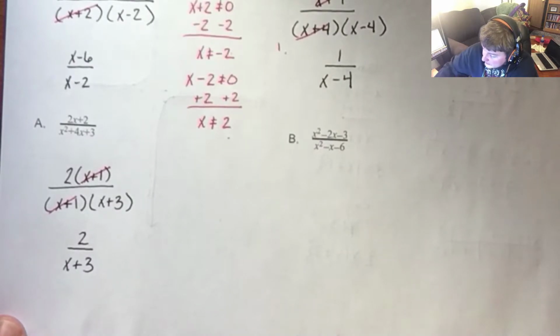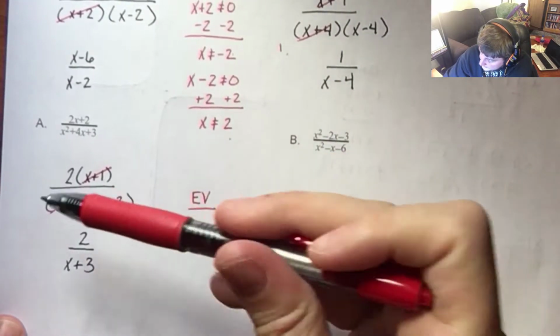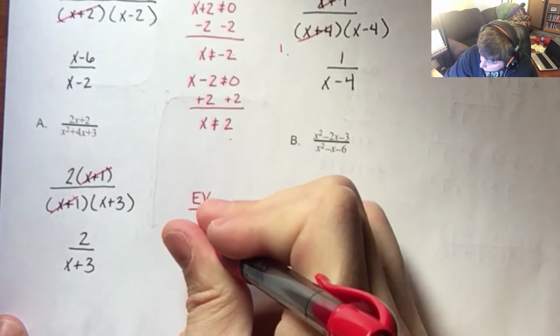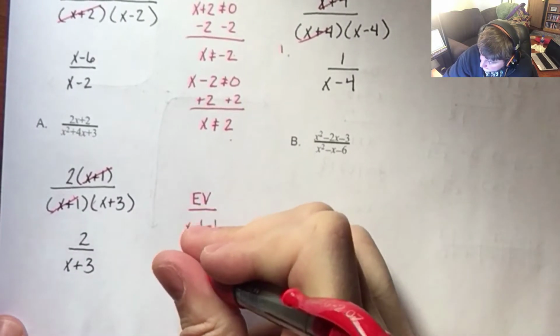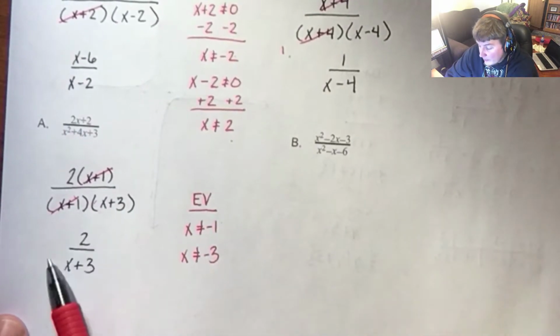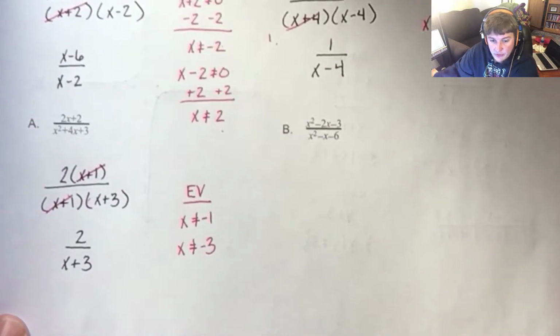All right, let's find our excluded values. This can't be equal to 0, so that means x can't be negative 1. This also can't be 0, so x can't be negative 3. But again, right now I'm most concerned about this because that's our learning target. This is just going to help us a little bit down the road.